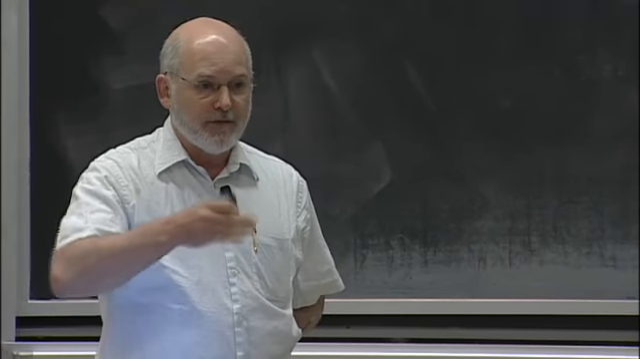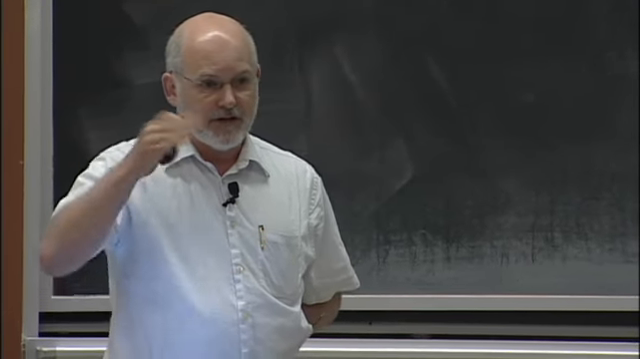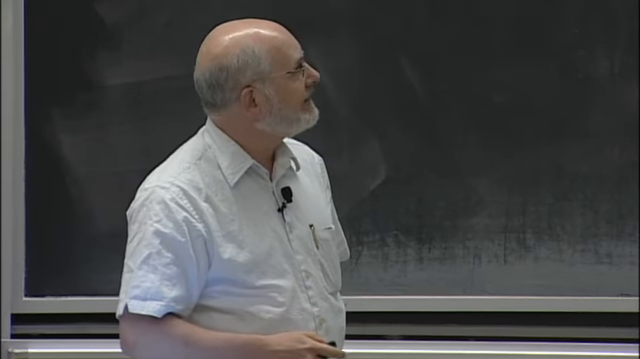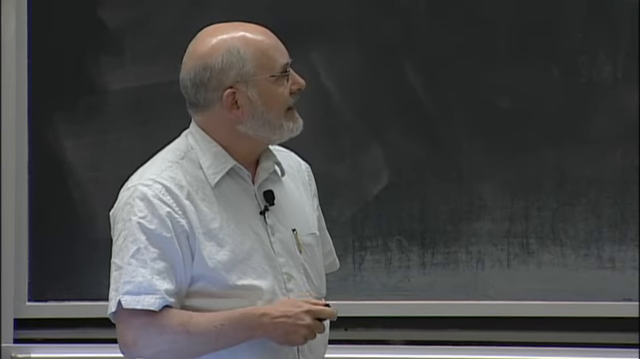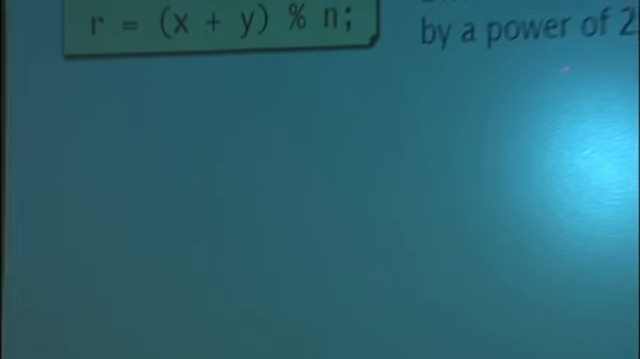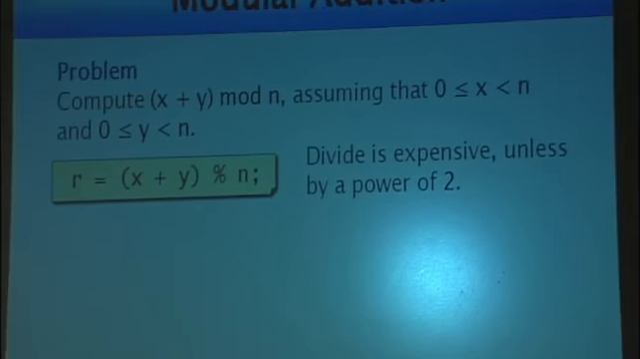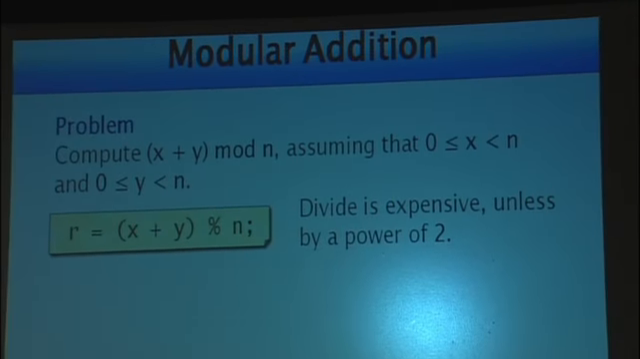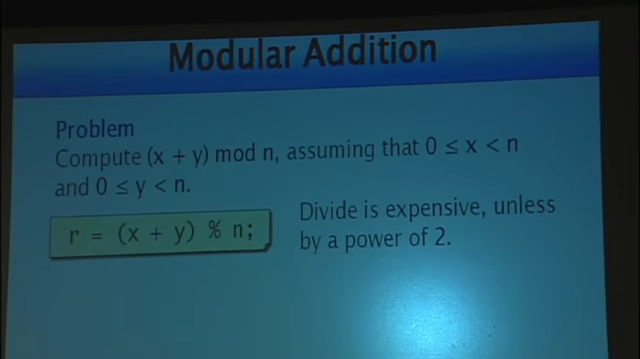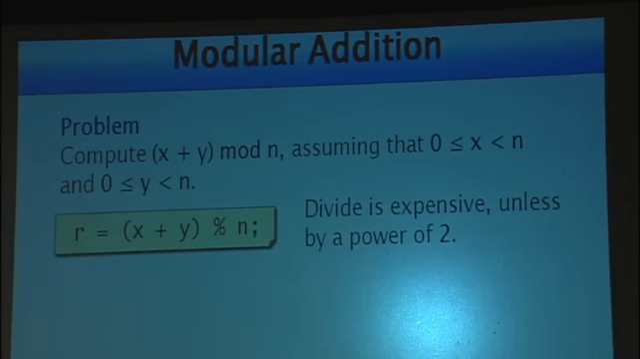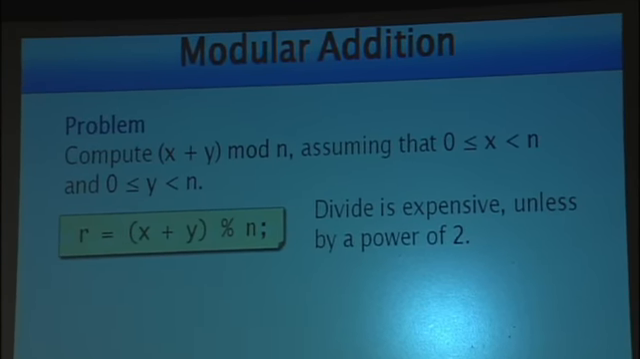So if you actually compute mod using your percent operator, this can be quite expensive, unless you're dividing by a power of 2. If you mod by a power of 2, that's easy because if the compiler knows it's a power of 2, it'll just do a masking operation on the low order bits, to give you whatever the remainder is, mod 2 to the n.